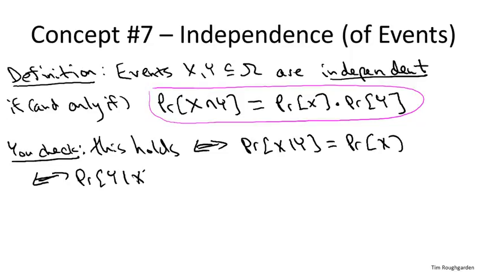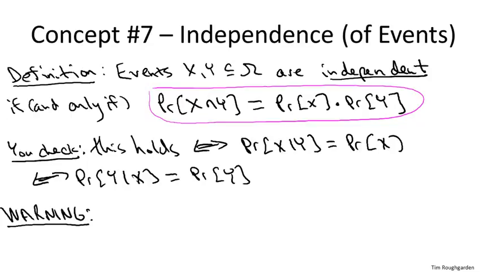You should also check that this holds if and only if the probability of y given x equals the probability of y. So symmetrically, knowing that x has occurred gives you no new information about whether or not y has occurred. The probability of y is unaffected by conditioning on x.